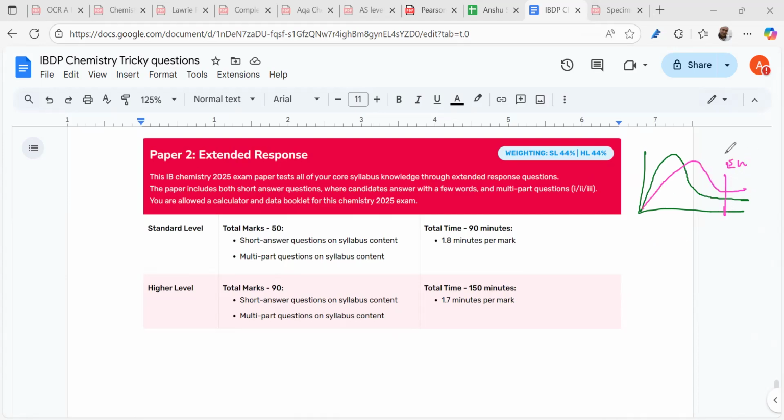The other way around is a very common choice of the question setters, where you will be given the temperature and you'll be asked to find out the lower temperature graph. This is the lower temperature graph, the green one.